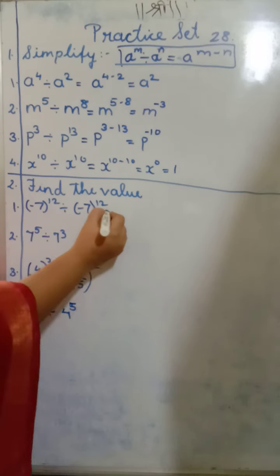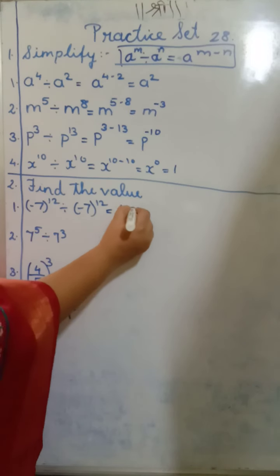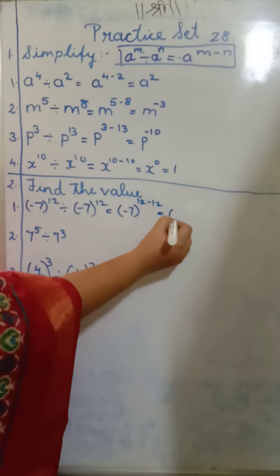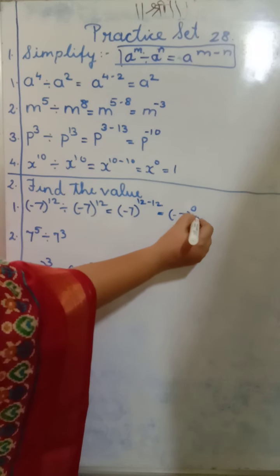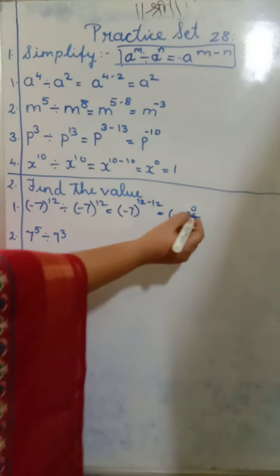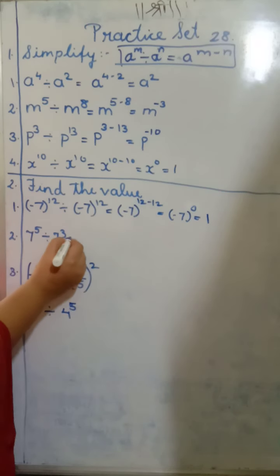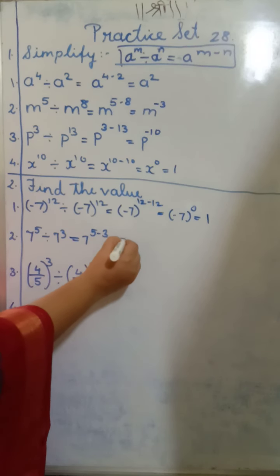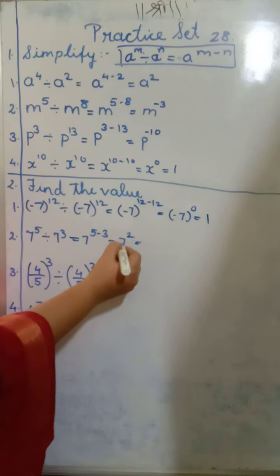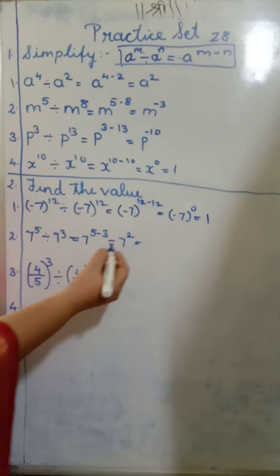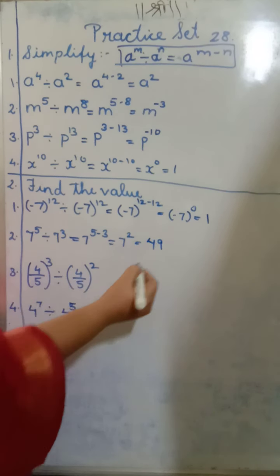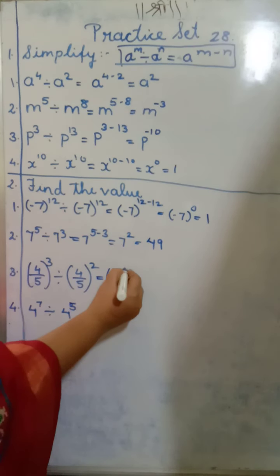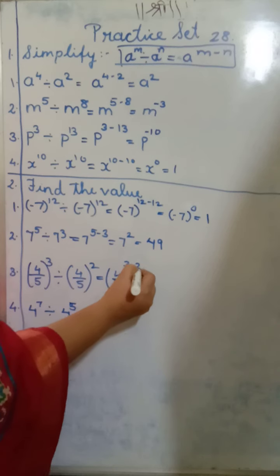See, negative 7 will be common, raised to 12 minus 12. What will be the answer? Negative 7 raised to 0, and negative 7 raised to 0 means equal to 1. Here 7, we will write 5 minus 3. What is 5 minus 3? 2. And 7 squared, 7 sevens are 49.